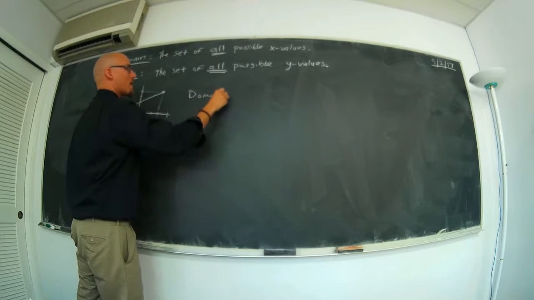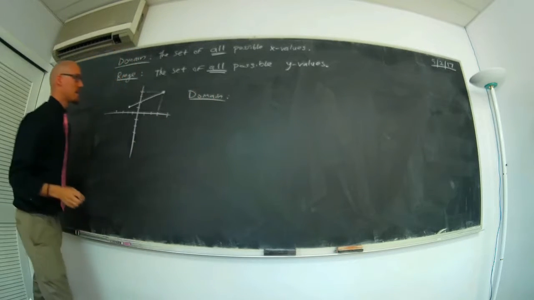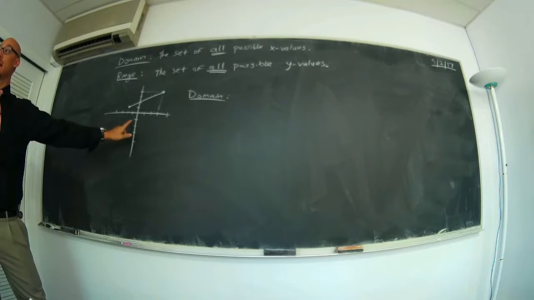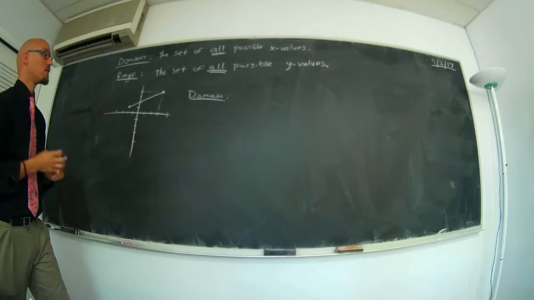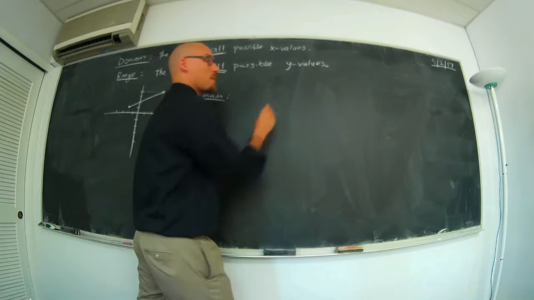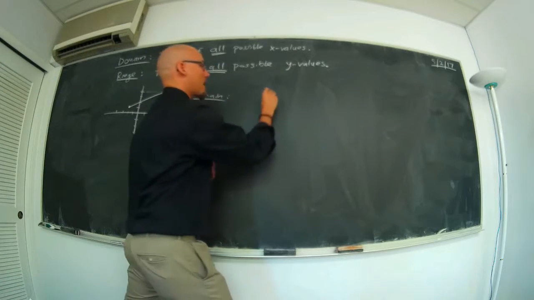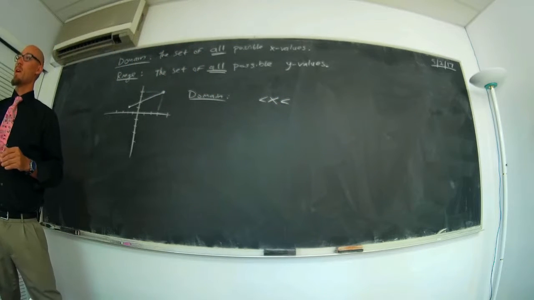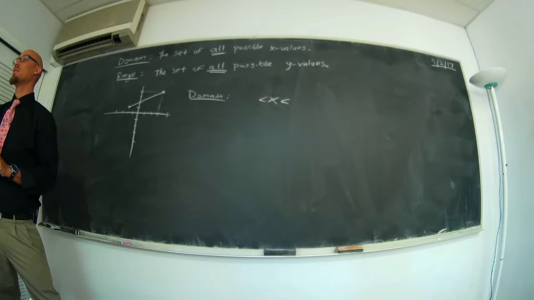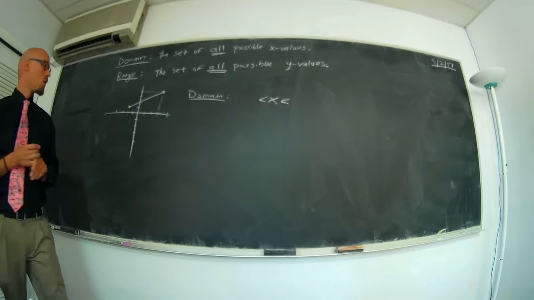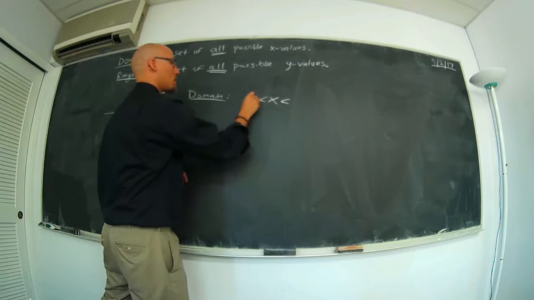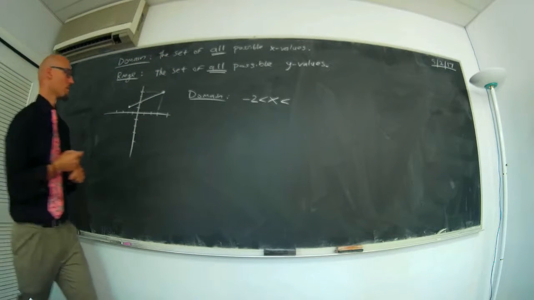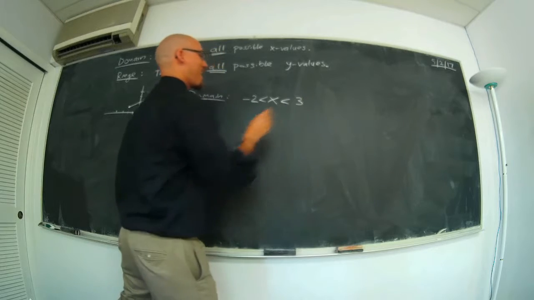The domain of this function means all the possible x values on it. So we're going to make an x interval. I'm going to say x can go from here to here. I'm going to make an x sandwich. What's the furthest left my x can go? -2. And what's the furthest right my x can go? 3.